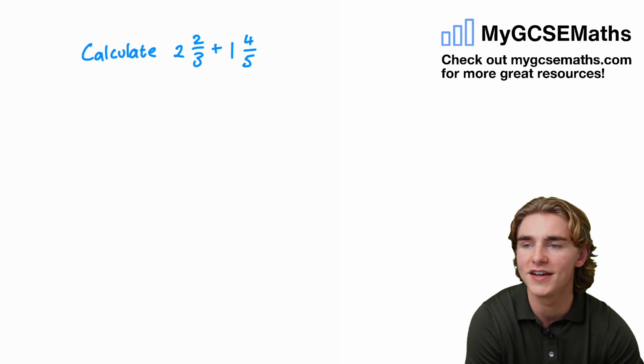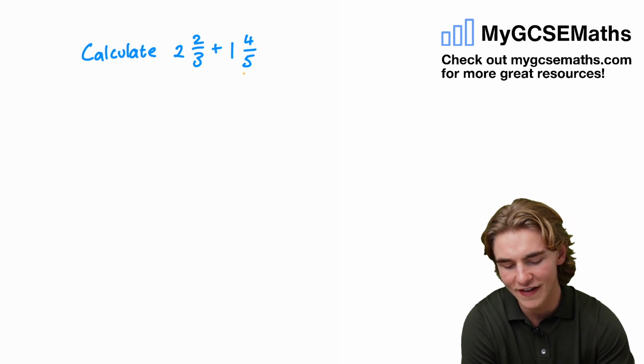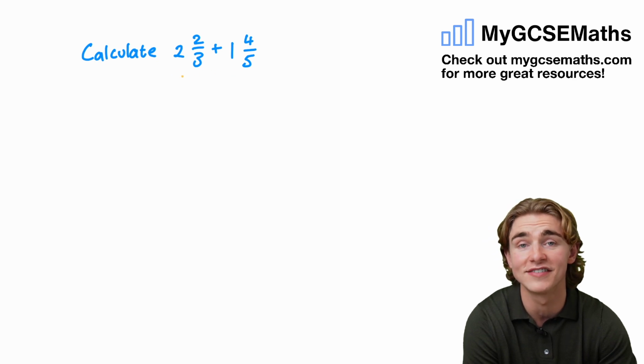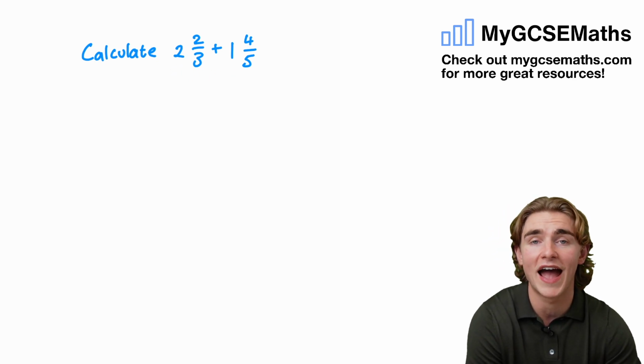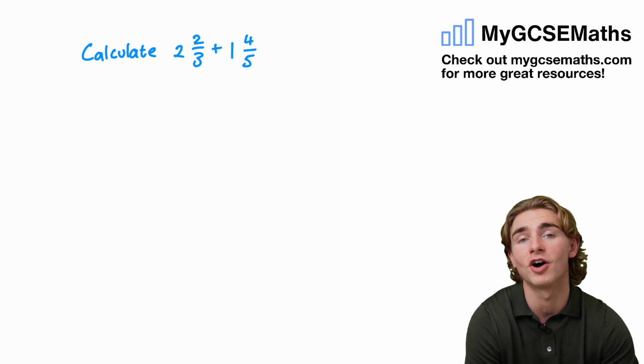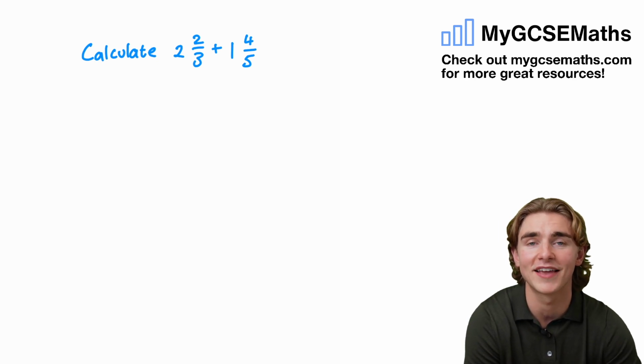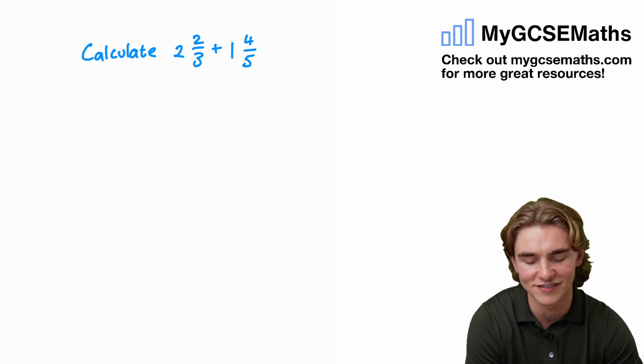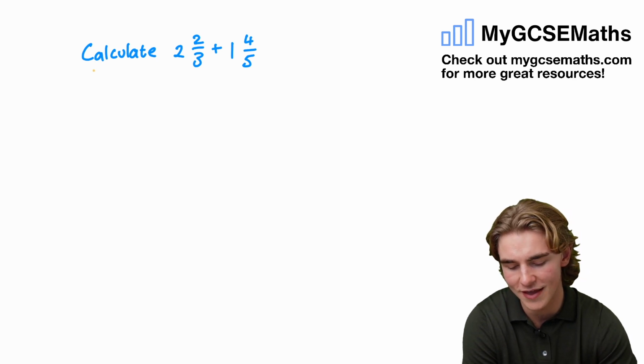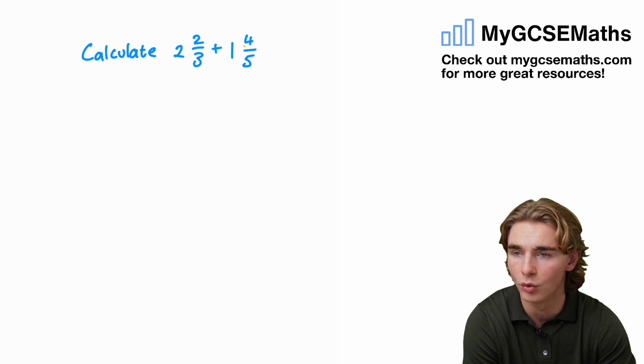Let's have a look. The key, guys, when it comes to adding mixed numbers is going to be to firstly write them as improper fractions, then to add those improper fractions by finding a common denominator, and then to, if we have to, convert that number back into a mixed number. Let's have a look and see how it's done for this example here. This one asks us to calculate 2 2/3 plus 1 4/5.